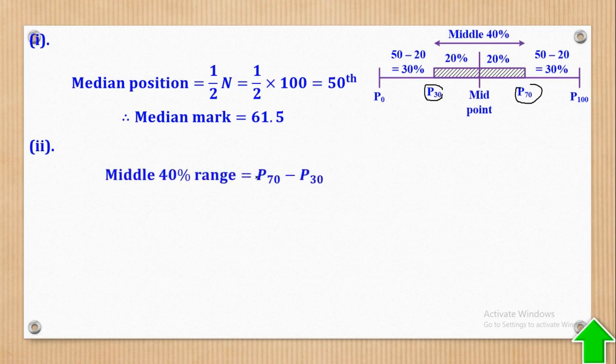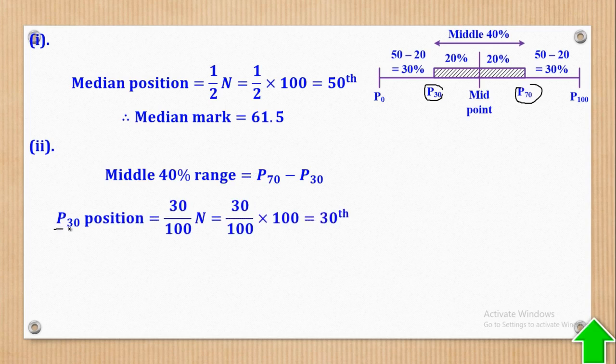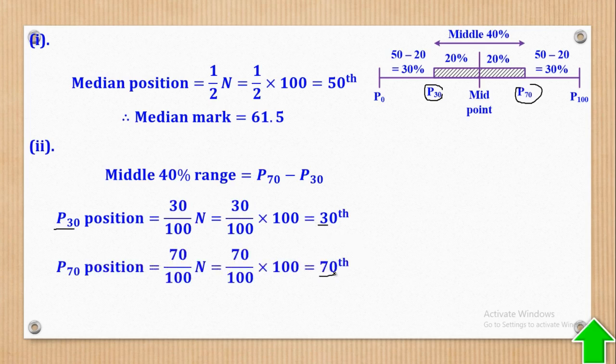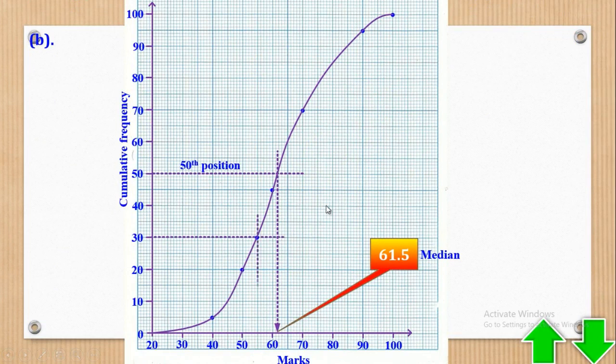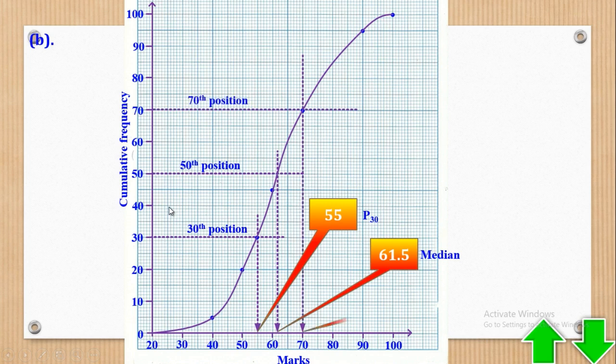Therefore, you have to know the 30th percentile position, which is 30, and also the 70th percentile position, which is 70. When you get that, we shall go back to our ogive and locate those values. So get 30, take it to the curve, take it downwards to meet this point, then read off this point, and it will be the 30th percentile. Do the same for the 70th percentile and read off that value to be the 70th percentile.